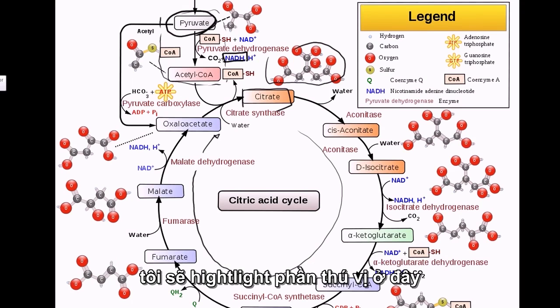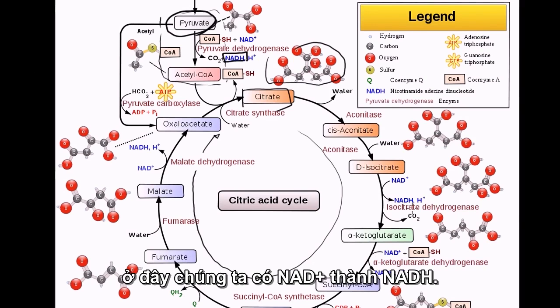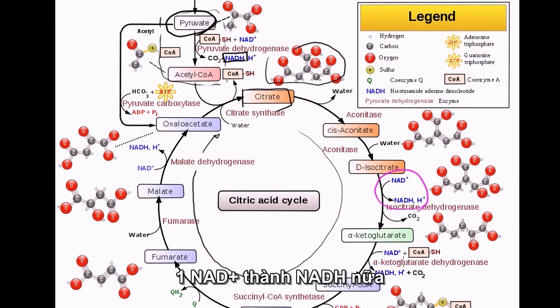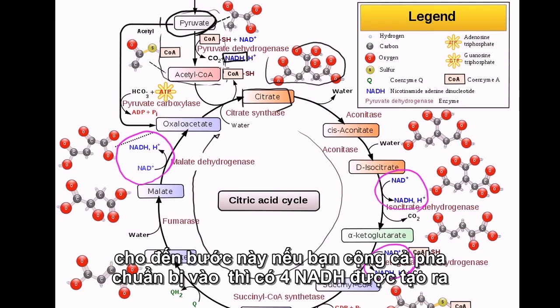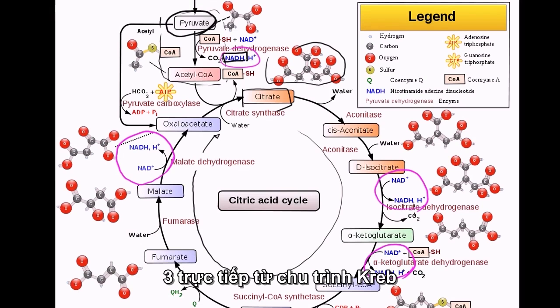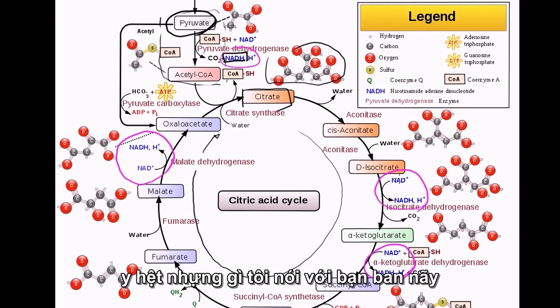But I want to highlight the interesting parts. Here we have an NAD get reduced to NADH. We have another NAD get reduced to NADH. And then over here, another NAD get reduced to NADH. So far, if you include the preparatory step, we've had 4 NADHs formed, 3 directly from the Krebs cycle. That's just what I told you.